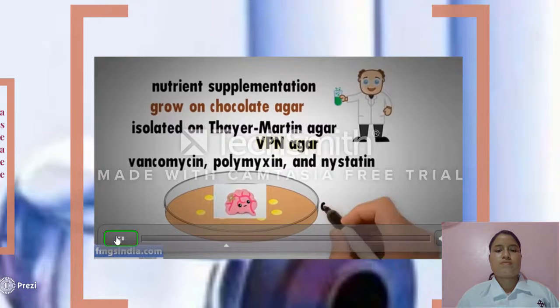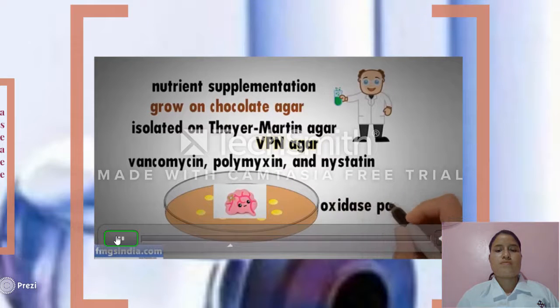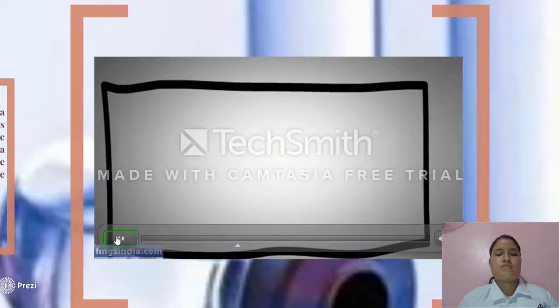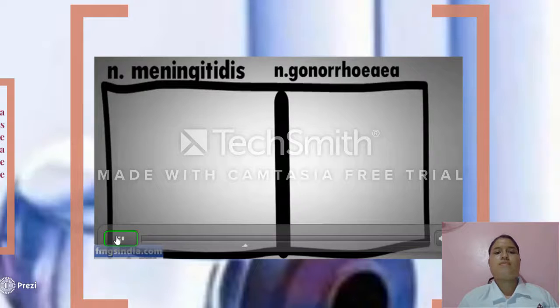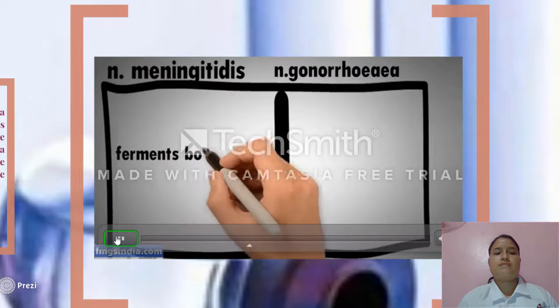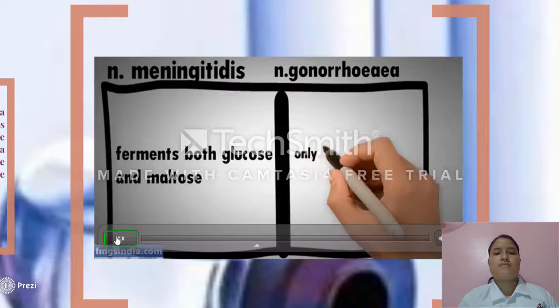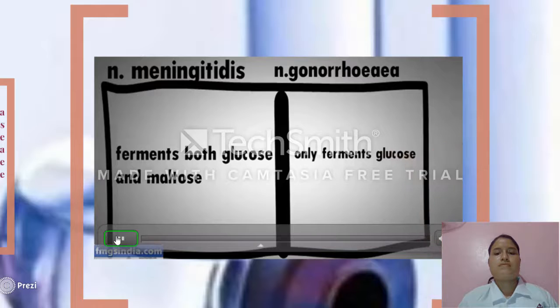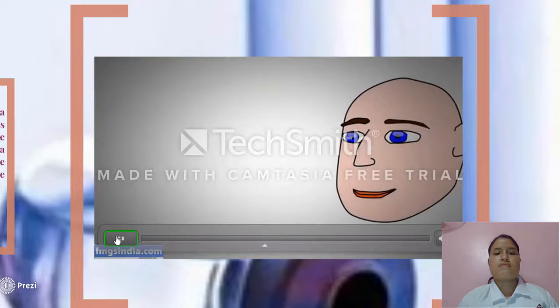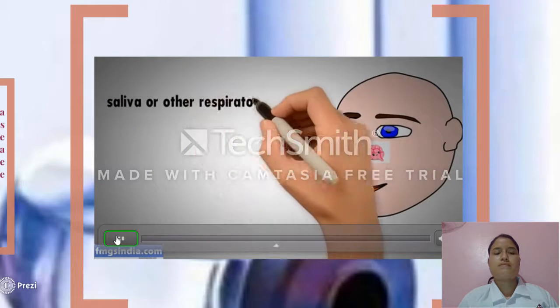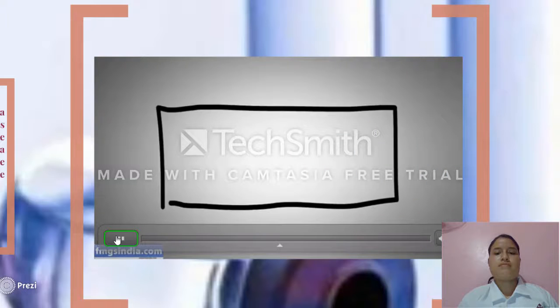other organisms. Characteristically, Neisseria are oxidase positive, and Neisseria meningitidis can be distinguished from Neisseria gonorrhoeae because Neisseria meningitidis ferments both glucose and maltose, while Neisseria gonorrhoeae only ferments glucose. This organism exists as normal flora in the nasopharynx of 5 to 15% of adults and is spread through the exchange of saliva or other respiratory secretions.